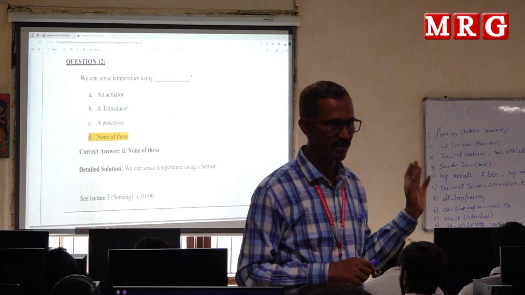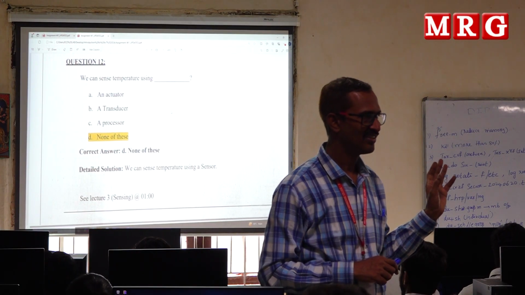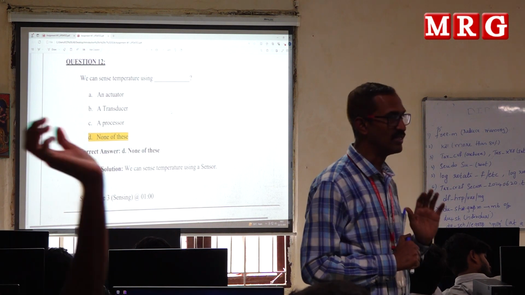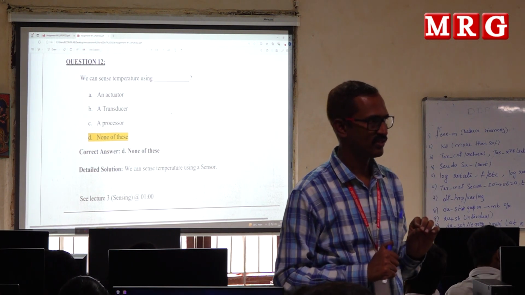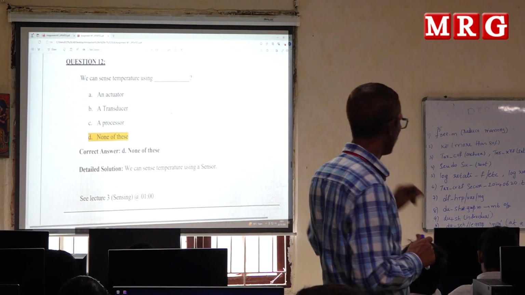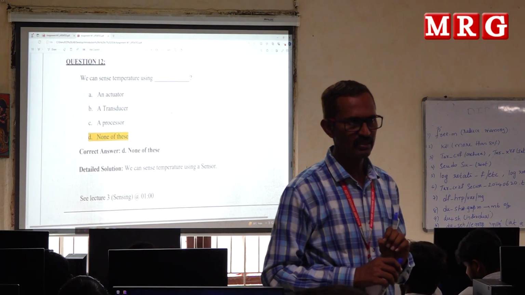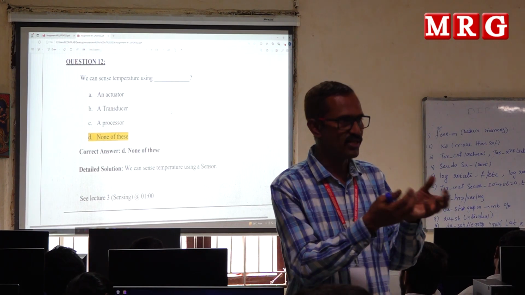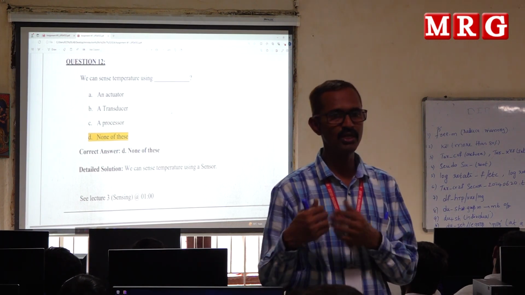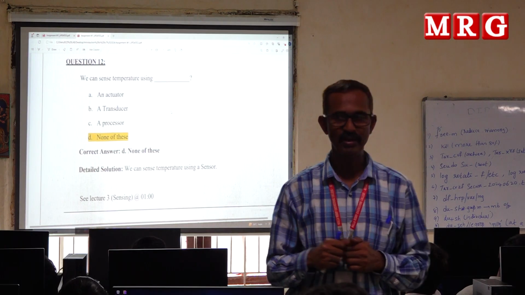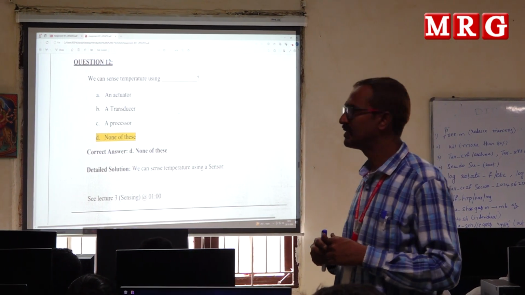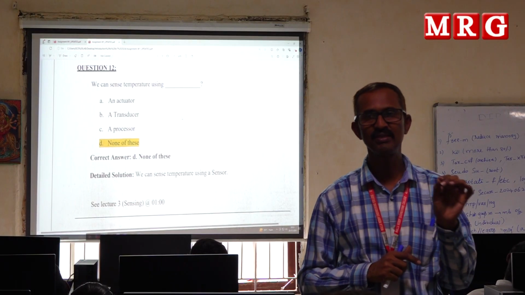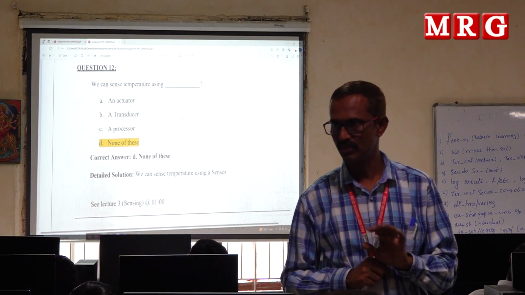So there is no sensor option here. So what is the option then? None of these. We don't require an actuator. We do require a processor. After sensing, we get data, and we process it using a processor. But here the question is, we can sense temperature using what? Sensor. Temperature sensor. That's all.